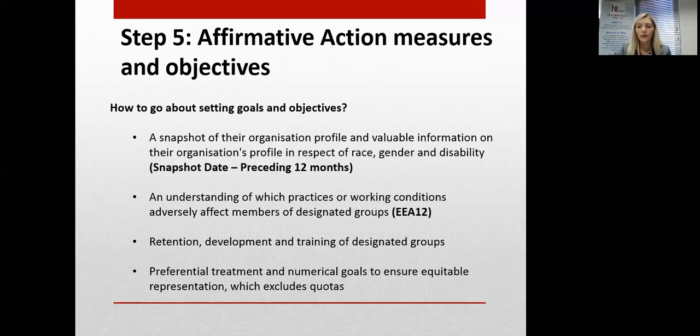When we do your objectives, we need to look at your policies, your practices, and your procedures to see how they adversely affect members of designated groups. This forms part of your EA12. We'll look at retention, development, training of those designated groups, and preferential treatment of the numerical goals to ensure there's an equitable representation, which excludes quotas.